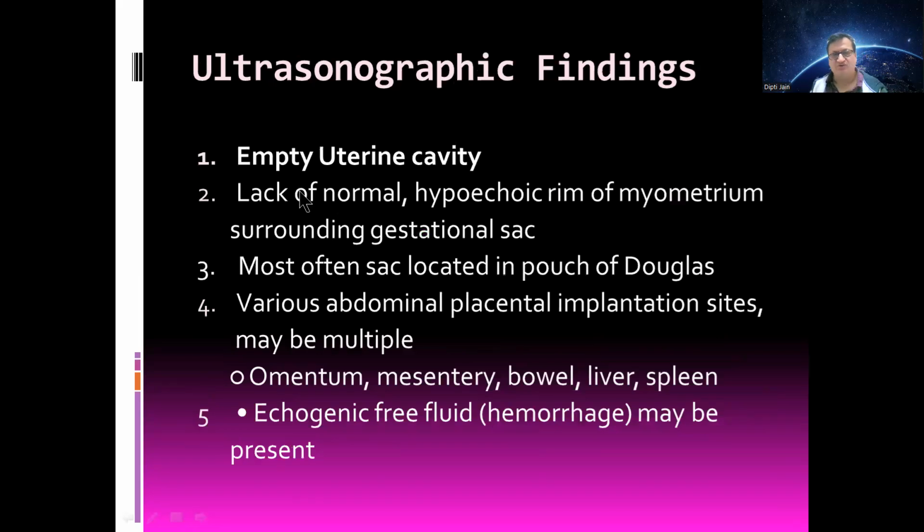So you have to remove the fetus by operation. The ultrasound features are an empty uterine cavity and lack of the normal hypoechoic rim of the myometrium surrounding the gestational sac, most often with the sac located in the pouch of Douglas. Various abdominal placental implantation sites may be involved: omentum, mesentery, bowel, liver, spleen. Echogenic free fluid, that is hemorrhage, may be present.